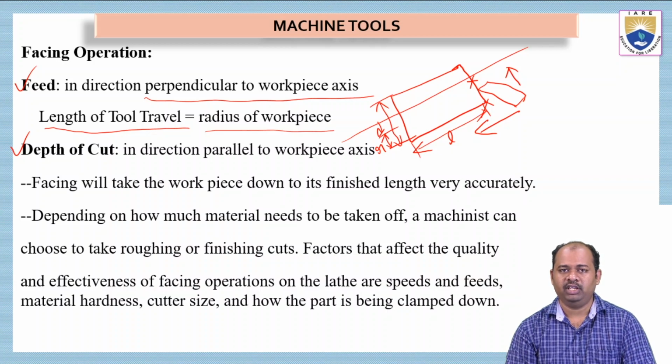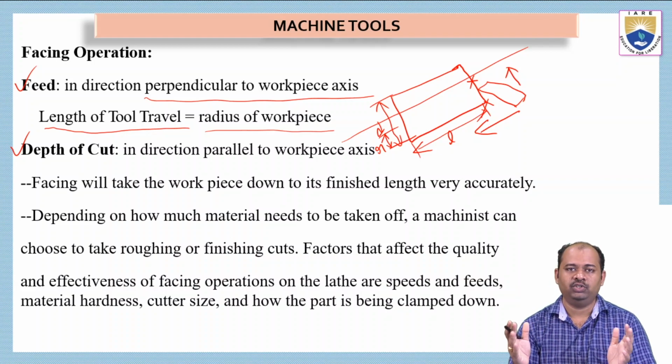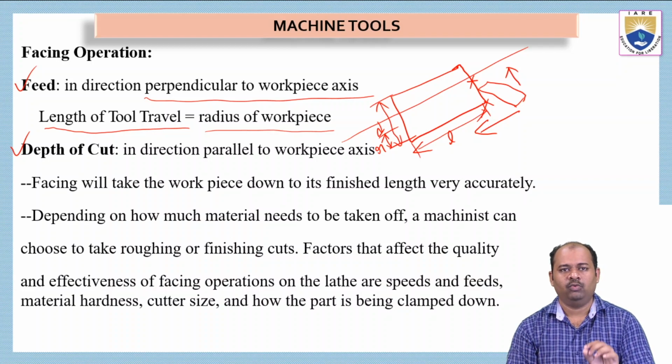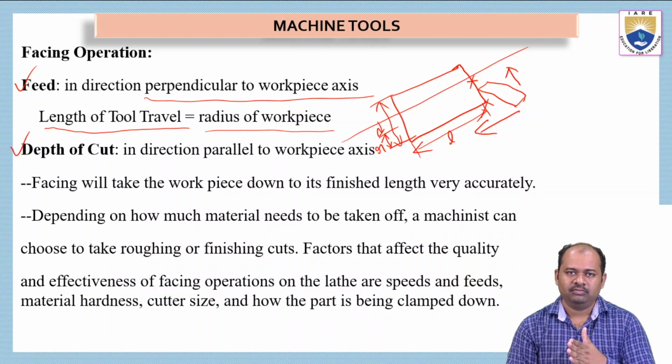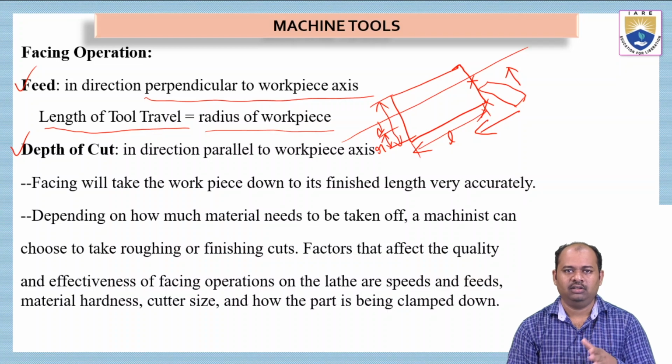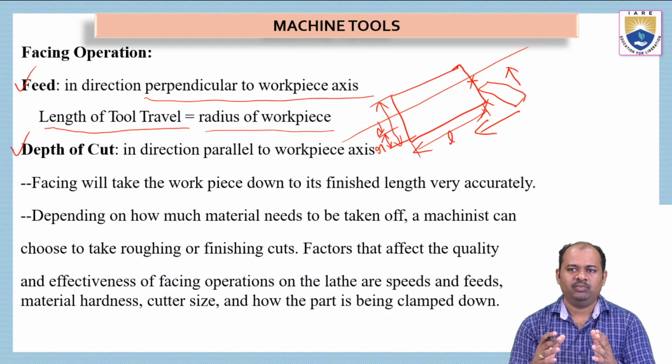So facing will take the workpiece down to its finished length very accurately. So we have to be very careful that when doing the facing operation, we have to keep in mind that the facing operation will reduce the length of the object. Okay. So if we do not perform this operation carefully, what happens? The length of the object will be reduced. If we go on giving the depth of cut, that means if we go on moving the tool in the length direction, what happens? More amount of material will be removed and the length of the object will be reduced.